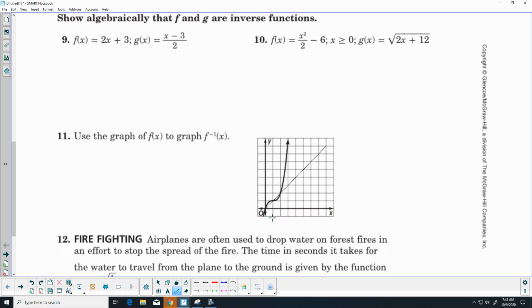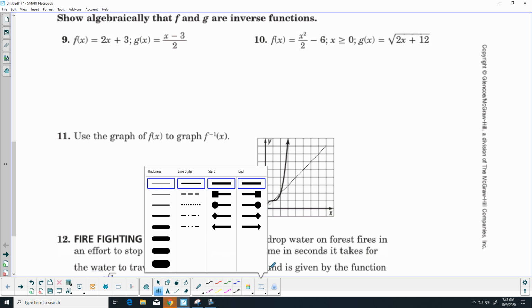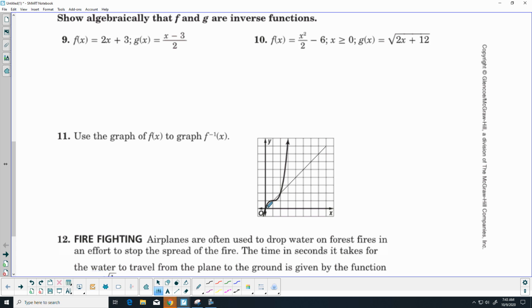Okay, so right here, I'm just going to do that little part right there. Then it comes up. And that's what its reflection would be. You just have to visualize what it would look like if you folded that sheet of paper over the dotted line. All right, good luck.